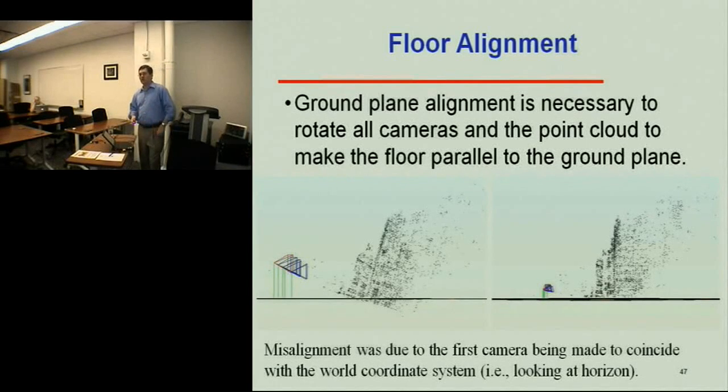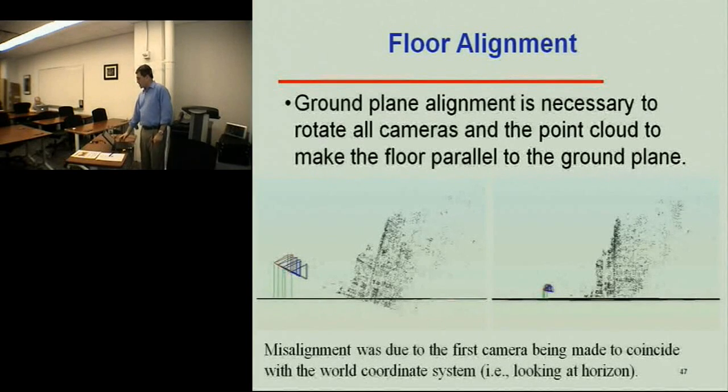As a result, we have what's shown on the left. The initial camera is looking straight out at the horizon, and everything we reconstructed might be rotated. It might look off. What we know, in fact, is that the building is generally not sitting like this. It generally is sitting so that the floor of the building is on the ground plane. And it's the cameras that could be swiveling. So we need to be able to align this, and that's called floor alignment.